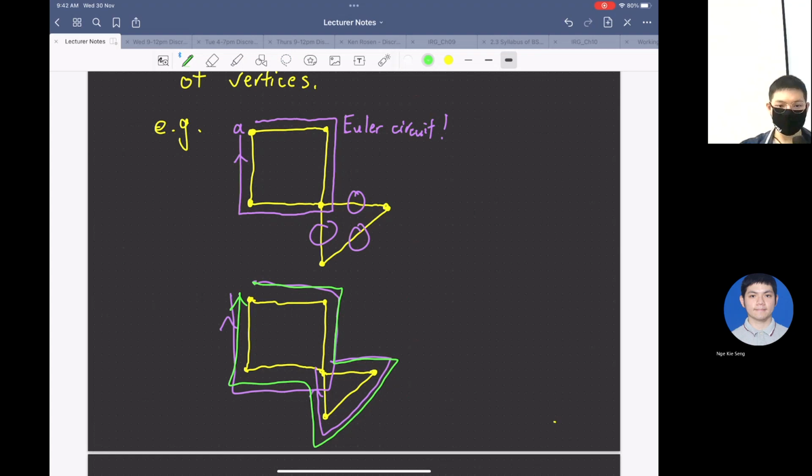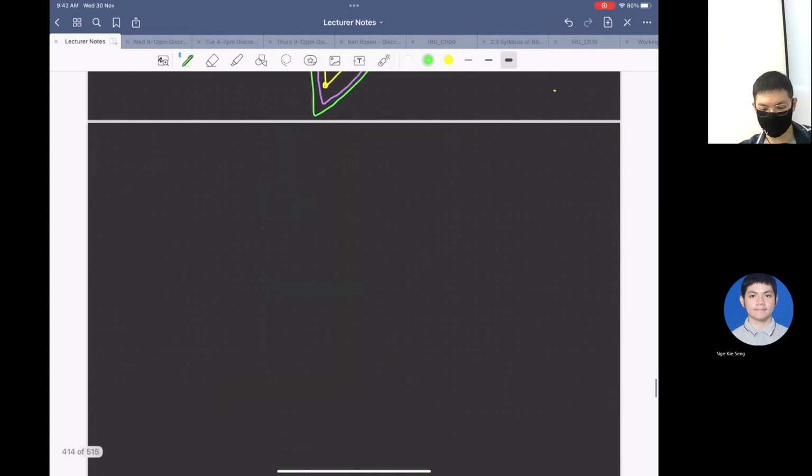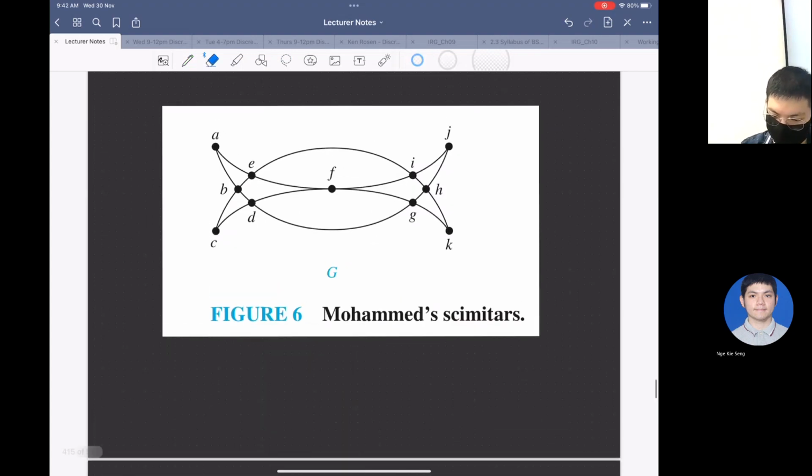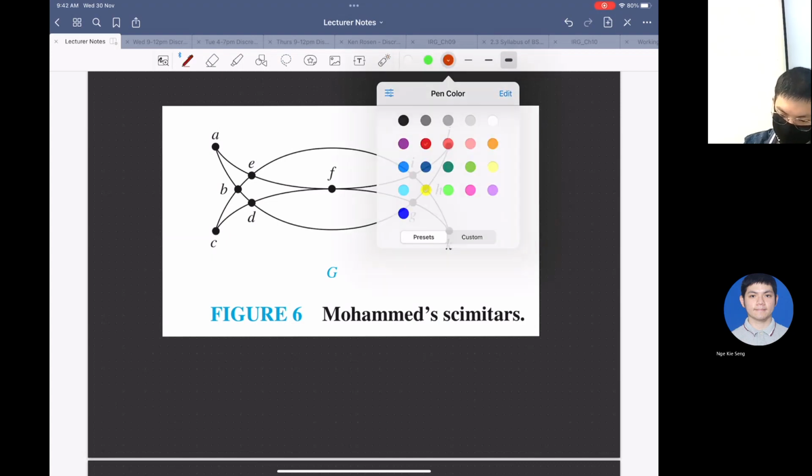Okay, maybe I just show you one example. I show you one example. For example, this guy here. Okay. So the claim is this has an Euler circuit. This has an Euler circuit.